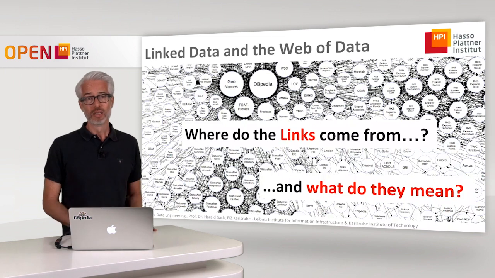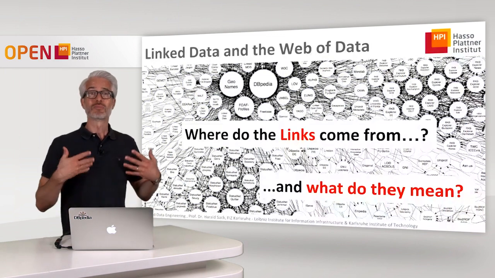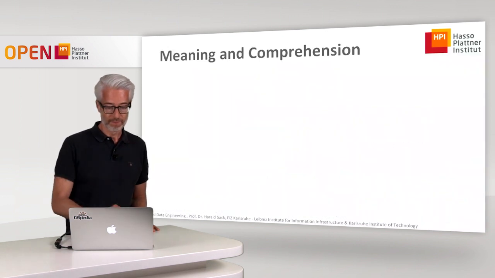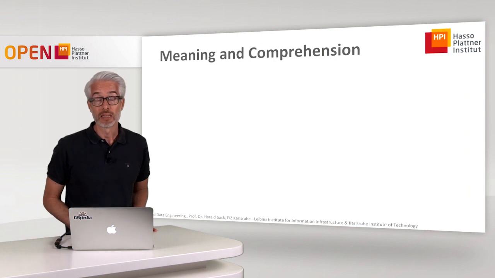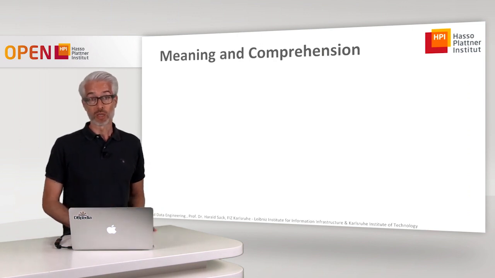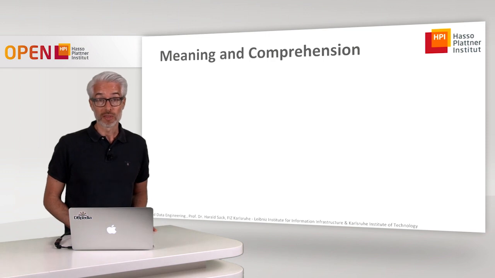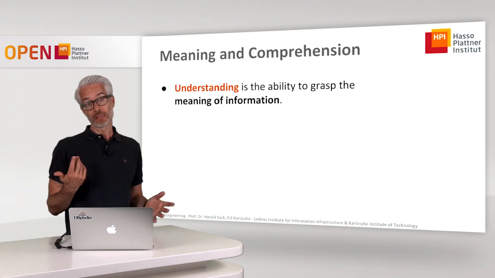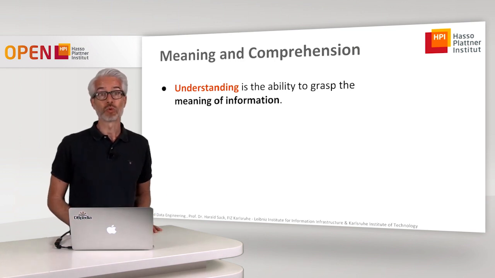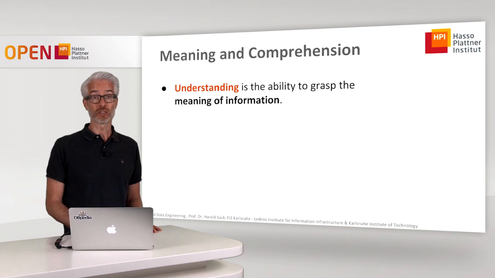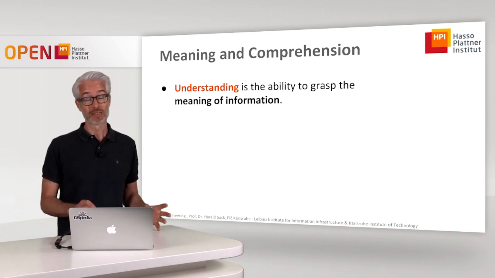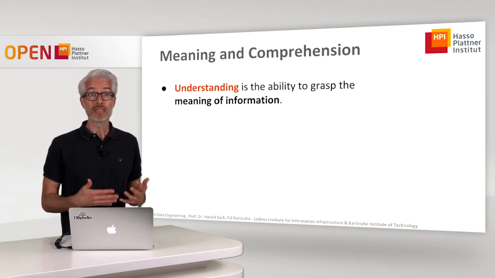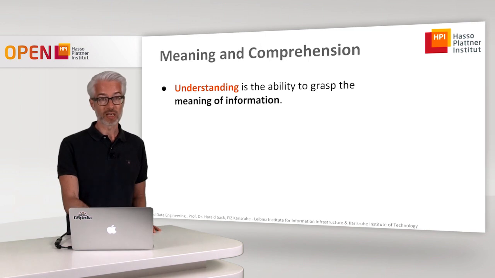Therefore, we will take care of what it means to understand something. So how does this work? First, let's have a look at meaning and comprehension. Of course, rather important topics if we want to make sense of understanding. First, understanding is defined as the ability to grasp the meaning of information, the semantics of information. If I understand something correctly, I correctly interpret the meaning of the information.